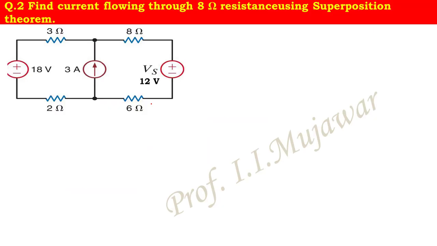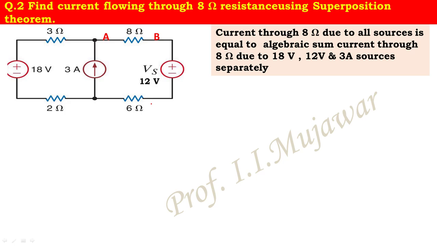Here, problem statement is find current flowing through 8 ohm resistance using superposition theorem. So very first step is just to mark the terminals A and B. Now whatever the theorem is there, current flowing through 8 ohm due to all three sources is equal to the algebraic sum of the currents through 8 ohm due to 18 volt, 12 volt and 3 ampere sources acting separately.